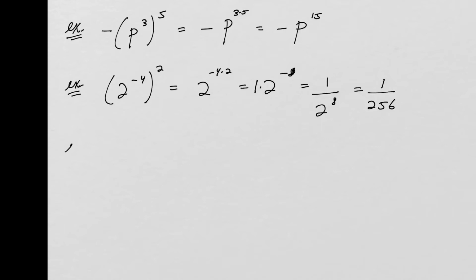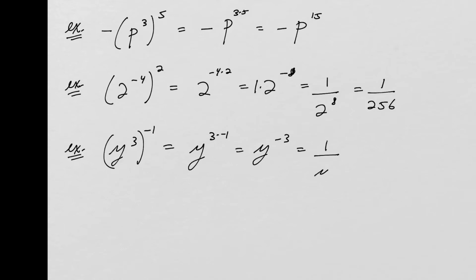And then let's say I have y cubed raised to the negative 1. Well, this is the same as y to the 3 times negative 1, right, which is y to the negative 3. But then I could rewrite that as 1 over y cubed. So again, the y would move down to the denominator, and I'd have to change the sign on the exponent.